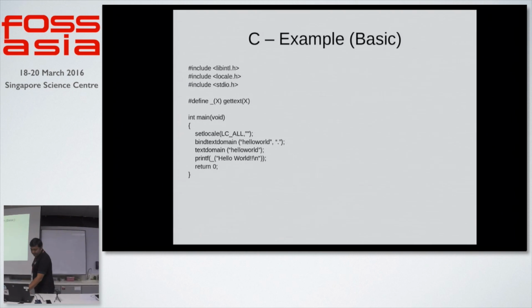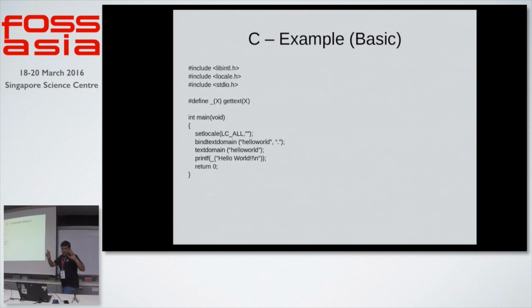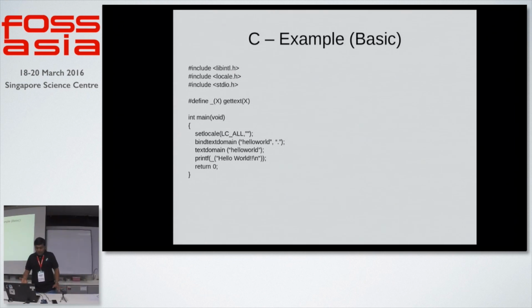Maybe I can better show you some example. If you are writing a C example, here is setlocale. This function, LC_ALL, and if you pass a null parameter, that means whatever the current locale is set on your system will be used. It may be a Japanese locale, it may be a Chinese locale.